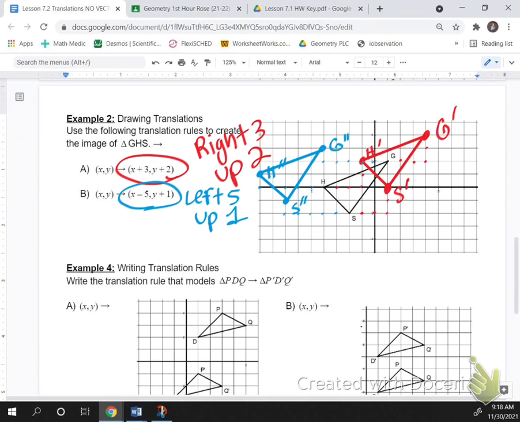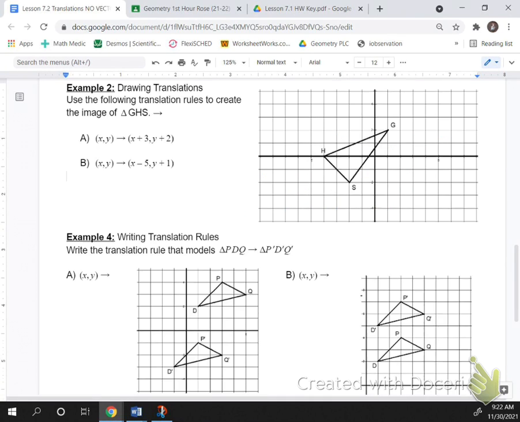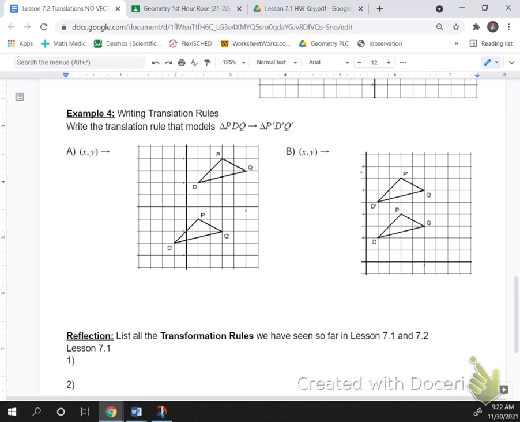Any questions so far? Example 4, last example, and then we've got a reflection. In example 4, this time I give you a graph and you need to write the rule. Okay, so easiest way to do this is to just pick one point. I'm going to focus on P. P went left 1, 2. So what does that mean? X or Y?